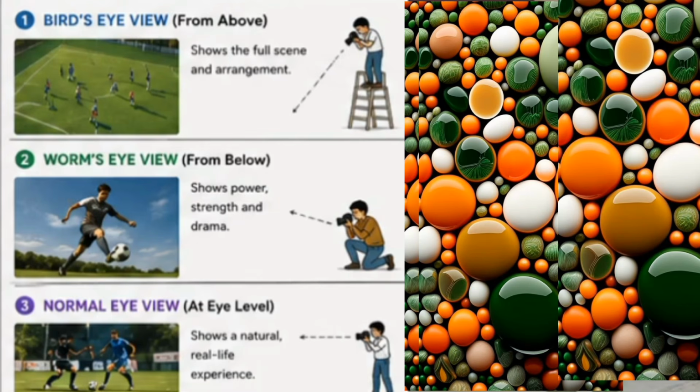The third part is the normal eye view. Under the normal eye view, this is a photo taken at the same level as the subject. It shows natural appearance, real life experience, balanced storytelling. How do we take it?